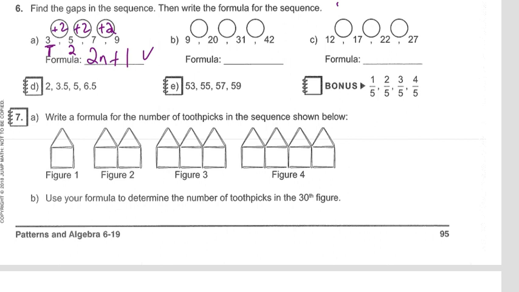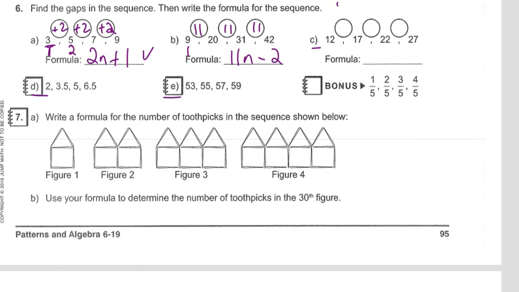How about this? 9 to 20, well, that's 11. 20 to 31, again 11. 31 to 42, again 11. So my formula is going to be 11n, and then how do I get the first term, if I put a 1 for the n, to be 9? I'd have to subtract 2. So each time, whatever the term number is, the n, I multiply by 11 and then subtract 2. Okay, see if you can figure out C, D, and E.